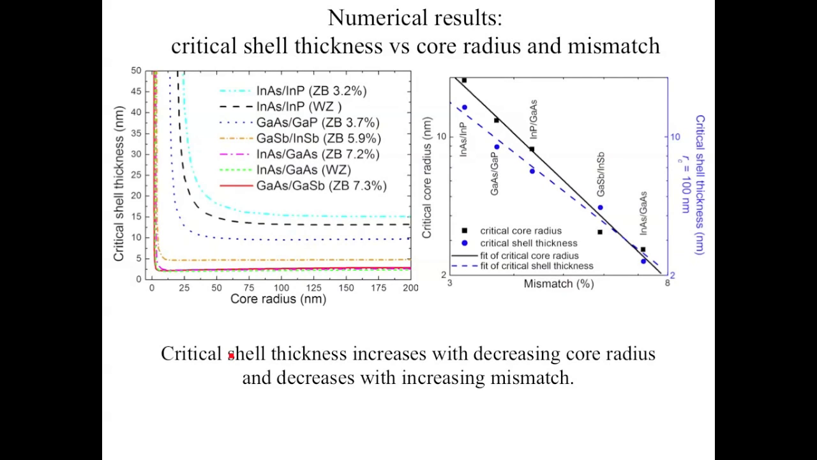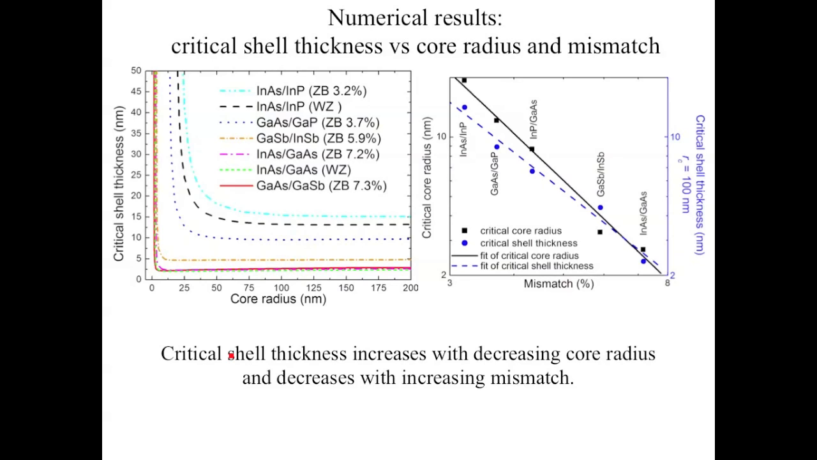So doing those types of calculations, we can make this type of graph, critical shell thickness versus core radius. Each of these graphs corresponds to this structure with a different lattice mismatch. Below these curves, the structure is coherent, and above that we have dislocations. We can see that as the core radius decreases, the critical shell thickness increases, and after some value of the core radius, the critical shell thickness tends to infinity.